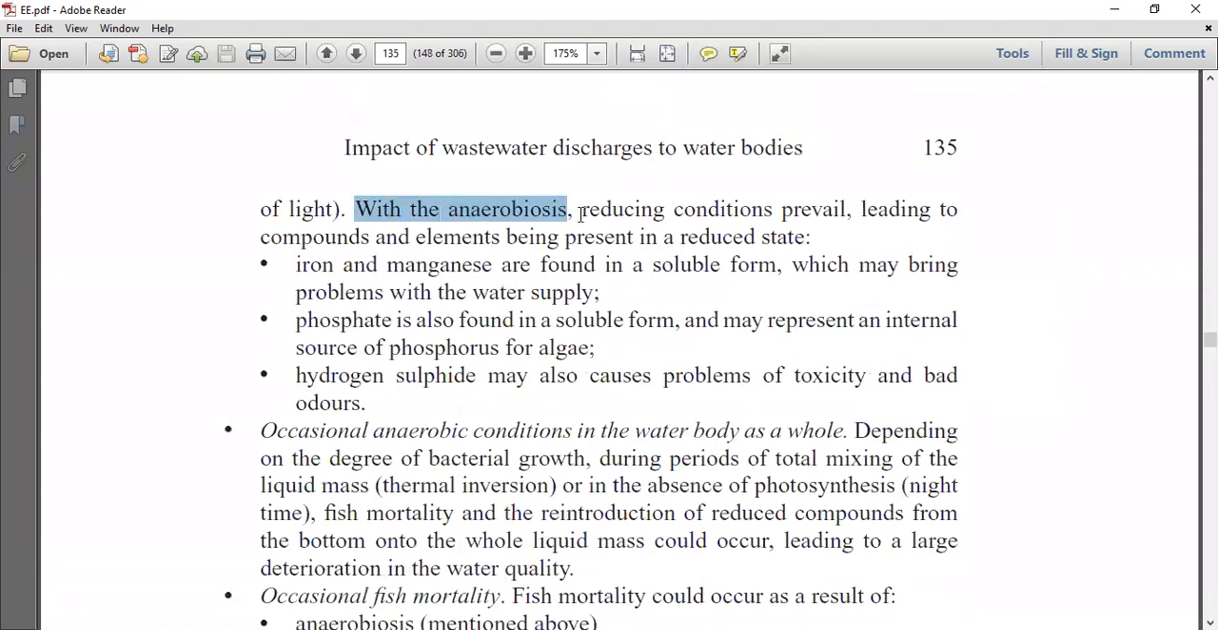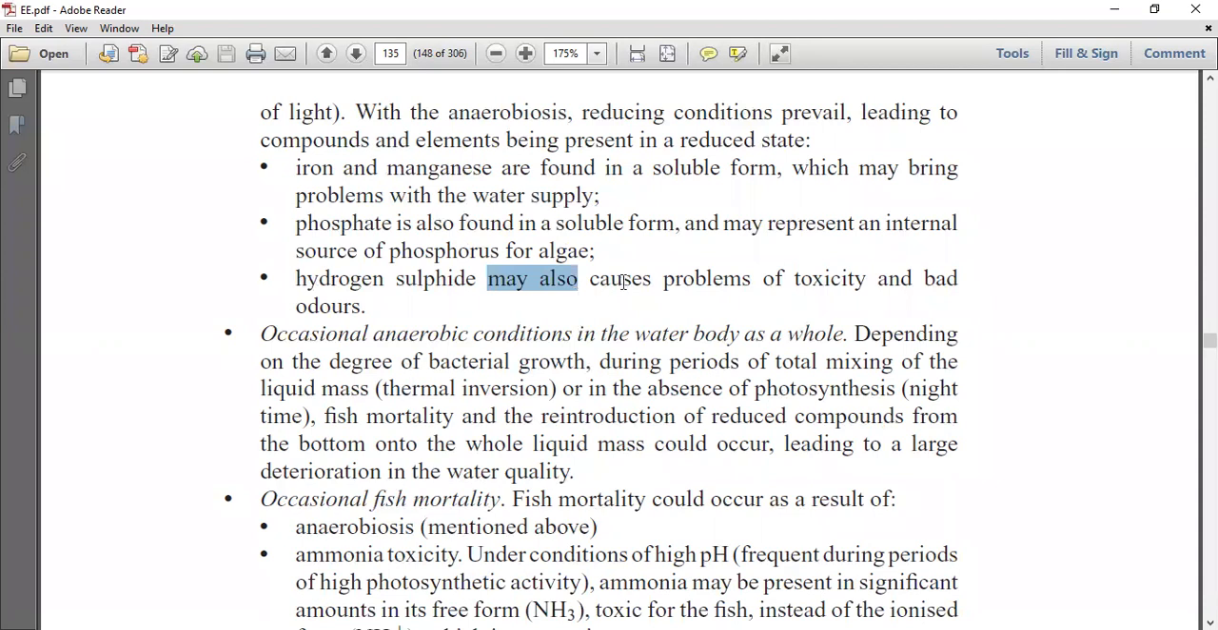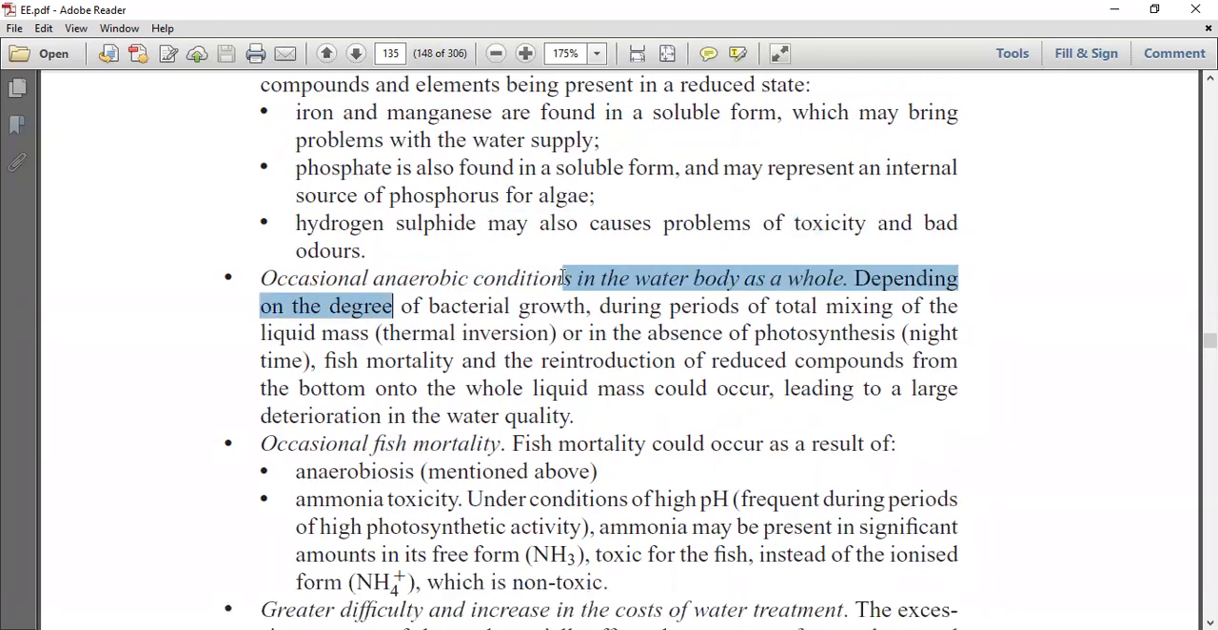With anaerobic conditions, a reducing condition prevails, leading to compounds and elements being present in the reduced state. Iron and manganese are found in the soluble form, which may bring problems with the water supply. Phosphate is also found in the soluble form and may represent an internal source of phosphorus for algae. Hydrogen sulfide may also cause problems of toxicity and bad odors.